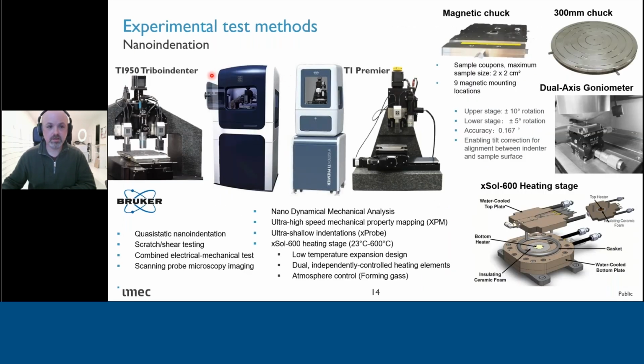Of course, experimental test methods. These are the equipment we have at imec. We have two different Bruker systems, a TI Premier and a TI 950 Tribo indenter, and we also have a special stage, a dual axis goniometer, where we can do an alignment between the probe and your sample to refine it. We have a 300mm chuck, a magnetic chuck, and also a heating stage.